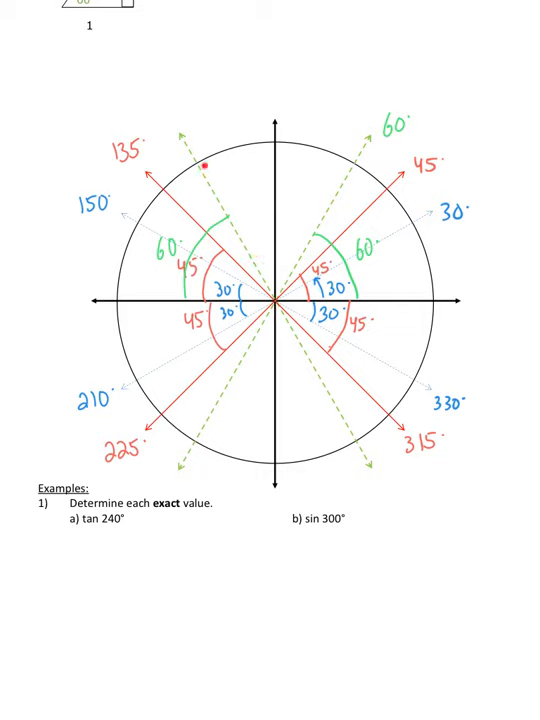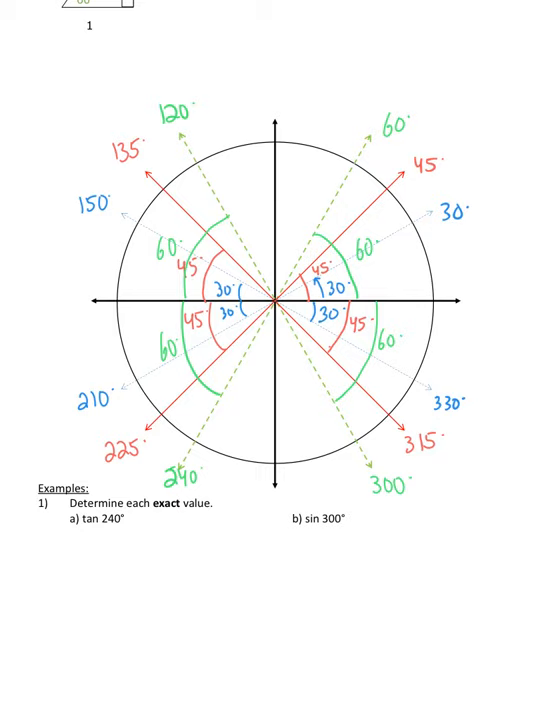In the second quadrant, it's 180 minus 60. So that's 120 degrees. In the third quadrant, that is 180 plus 60. So that's 240 degrees. And then in the fourth quadrant, that is 360 minus 60 degrees. So that is 300 degrees.